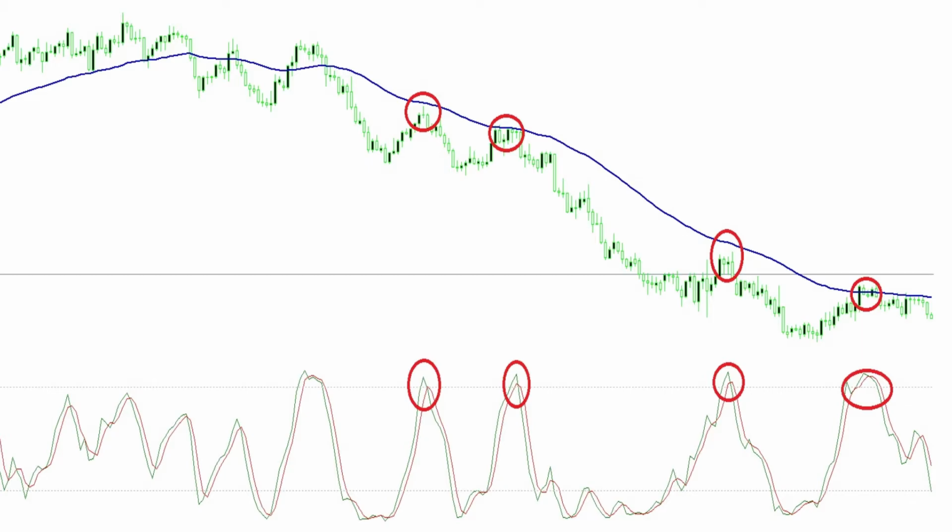I want you to take note of this. The more indicators you use on your chart, the more problems you're going to have. And the fewer indicators you use, the fewer the problems. So try to avoid repetition. Repetition is the key.